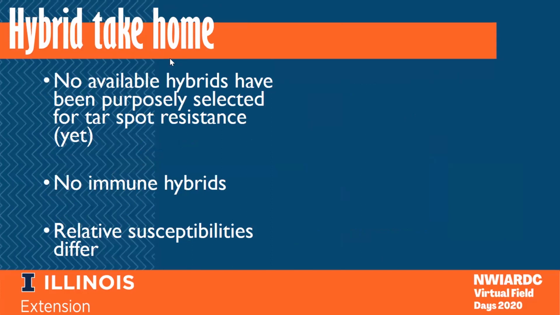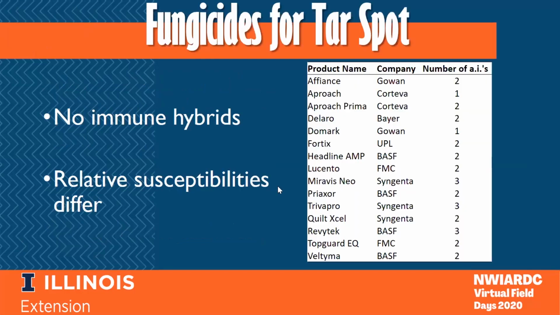I talked through some of this already. When it comes to hybrid selection, just keep in mind, temper your expectations. No hybrids have been purposely selected for tar spot resistance yet. So anything that's there is there kind of by chance. We definitely don't have anything that's immune, but we do know that the relative susceptibilities differ. So you can go and ask your seed dealer if they have any data on tar spot, and maybe go with something that has less susceptibility to tar spot, and that can help you out as well. There's also a lot of different fungicides that are available right now for tar spot.